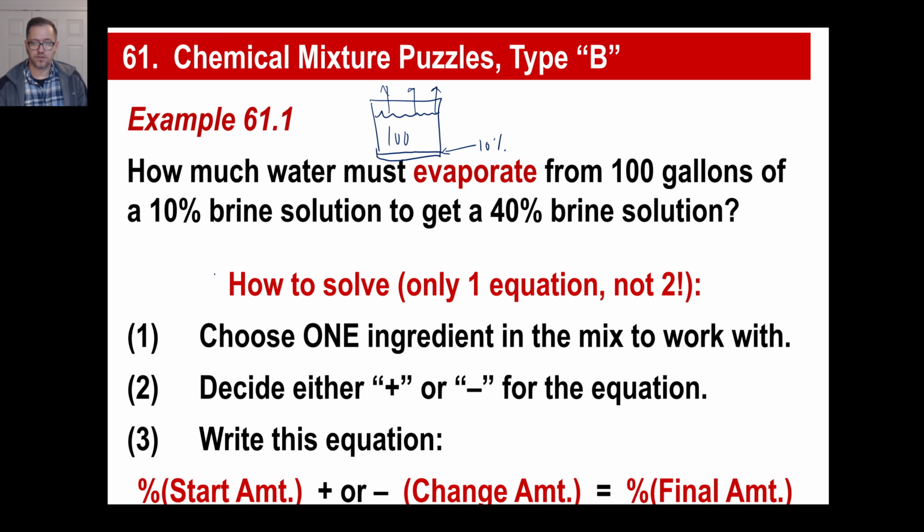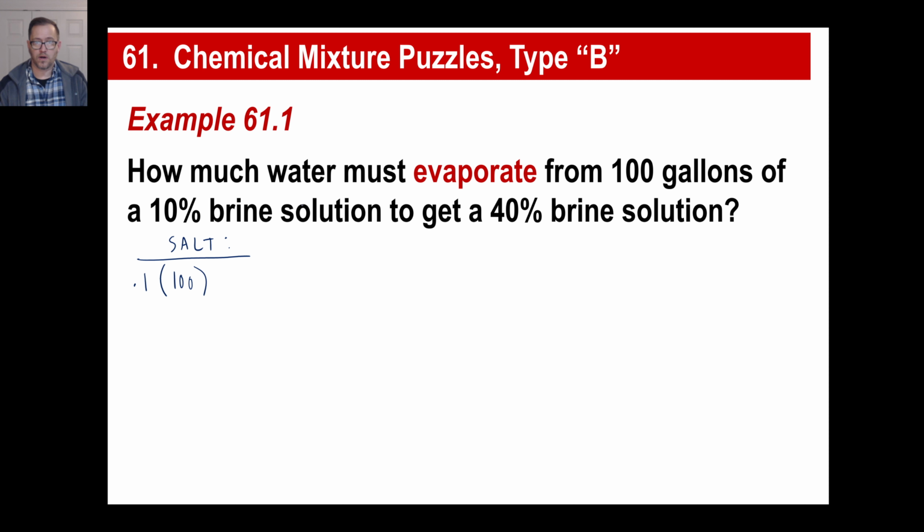All right, next, plus or minus the change amount. How much water has to evaporate from 100 gallons? Well, we're not working with water. We're working with only salt in this one. So we're going to go minus, okay, how much salt is evaporating from this? None, right? You can just write 0. No salt is evaporating, okay? We're going to get a 40% brine solution.